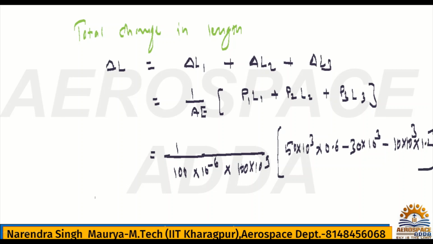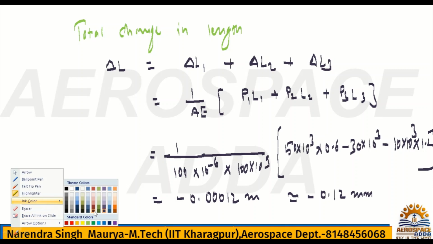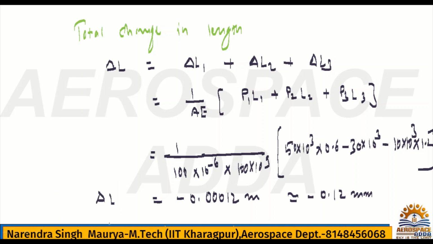1.2 delta L. If you solve this, calculating each and every step, finally you will get approximately minus 0.0012 meter, which you can write as 0.12 mm, with a minus sign. It means the total change in length will be decreasing.